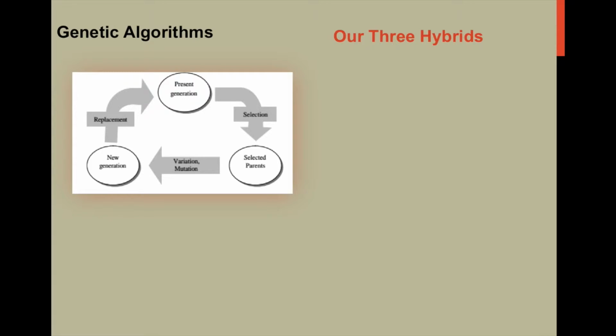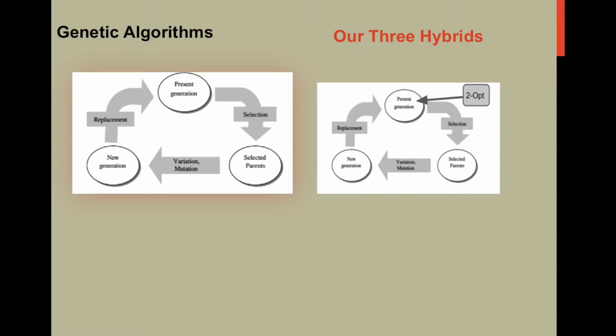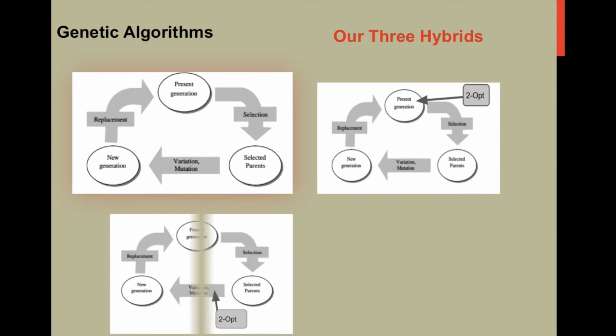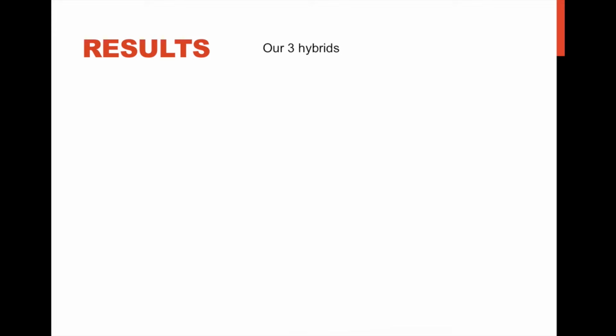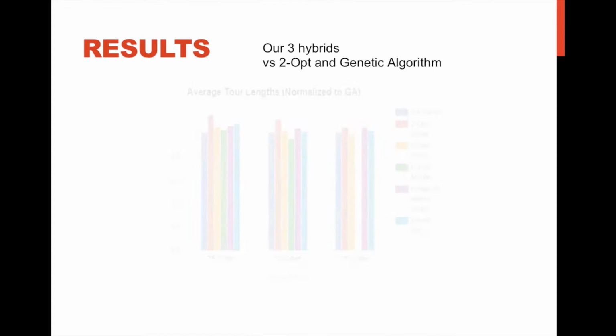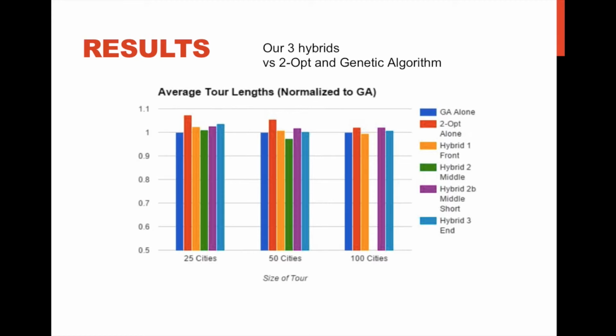of iterations or generations. For our research, we created and tested 3 hybrids that included 2opt at the front, the middle, or the end of the GA process. Our tests compared our 3 hybrids to 2opt and GA alone in distance and time.